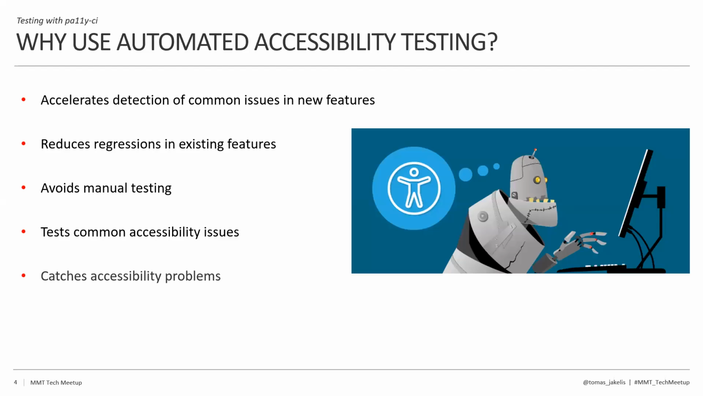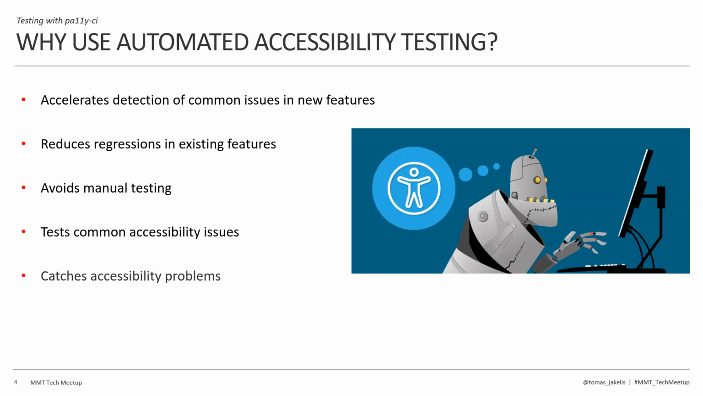So why would we want to use automated accessibility testing tools? The first thing is that it accelerates detection of common issues and new features. That means common issues, things like Graham and Ilesh talked about previously, like hierarchy of headings, or missing alt texts, and all these common things which might be missed quite easily.